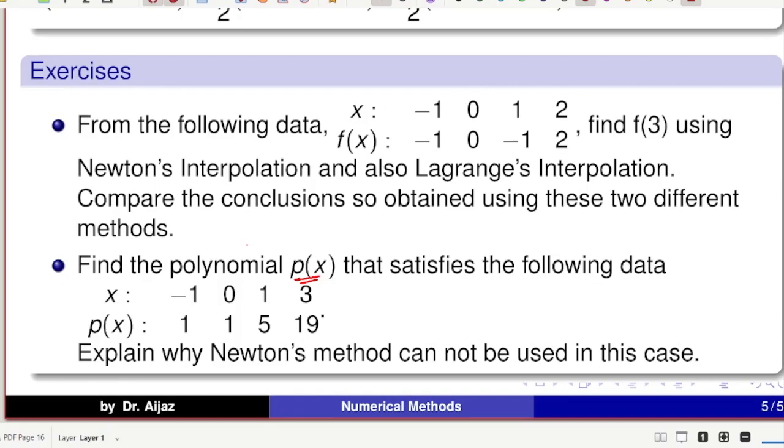So we will apply the Lagrange method because x0, x1, x2, and x3 are not equally spaced. And here we will also explain why Newton's method cannot be used in this case. The simple reason is that Newton's method cannot be used because the input values minus 1, 0, 1, and 3 are not equally spaced. In fact, minus 1 and 0 are spaced by 1 unit, 0 and 1 are spaced by 1, but 1 and 3 are spaced by 2. So therefore Newton's method cannot be used. So the only method that we have in hand is the Lagrange method.